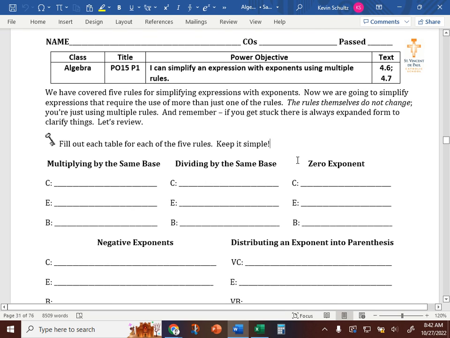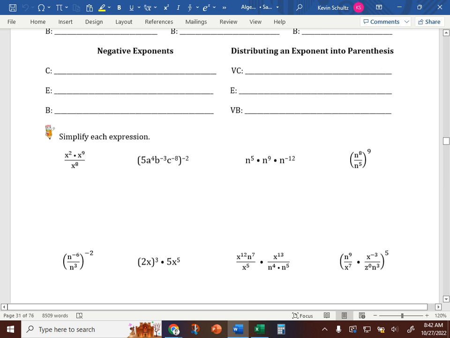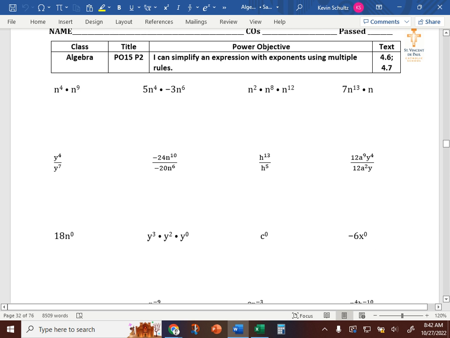Good day, Algebra. We are wrapping up Unit 2 with PO15 Part 1. You were given this yesterday knowing it'd be homework due for tomorrow. So hopefully you got a chance last night to at least work through the rules for review, right?